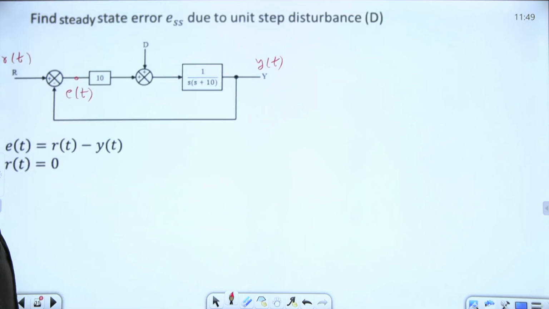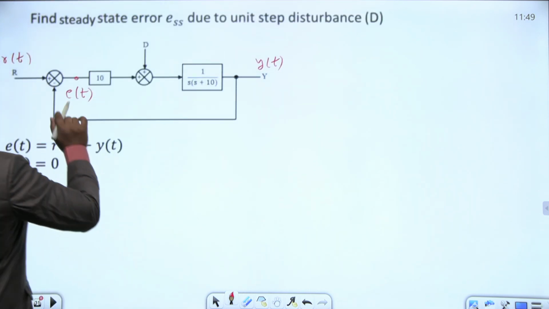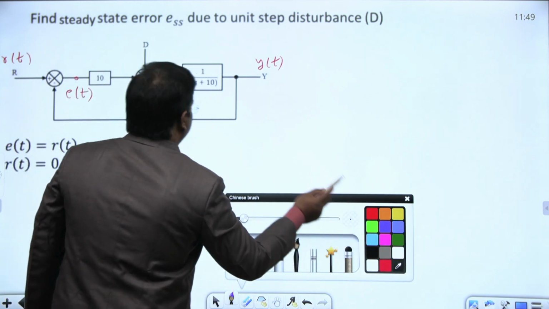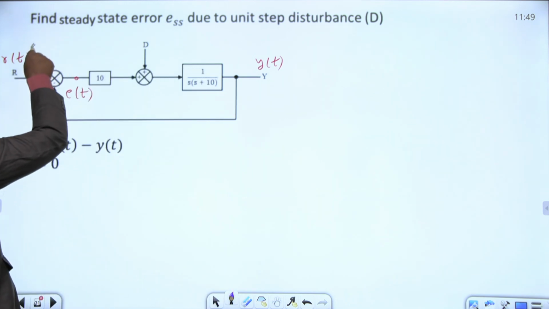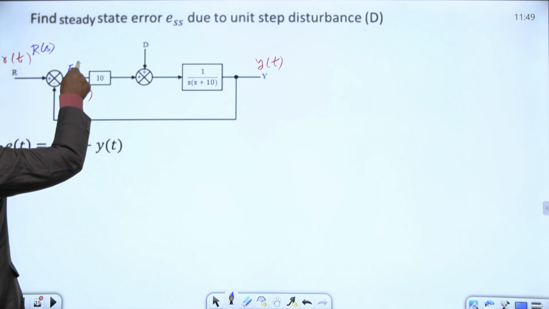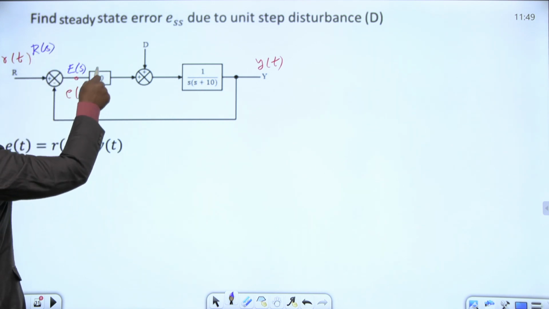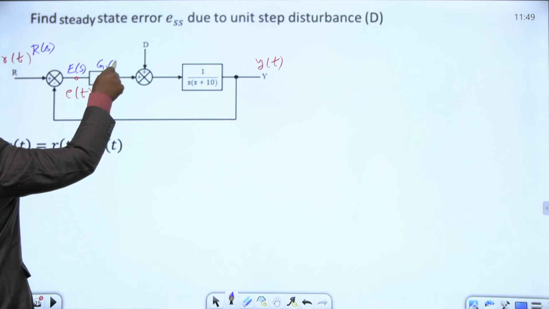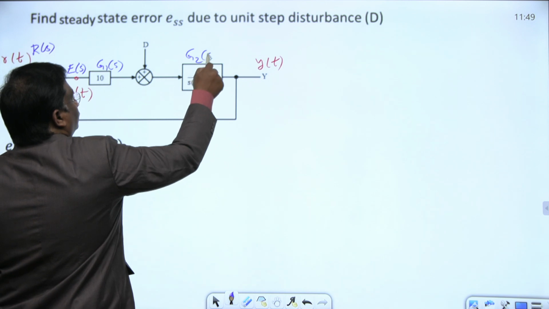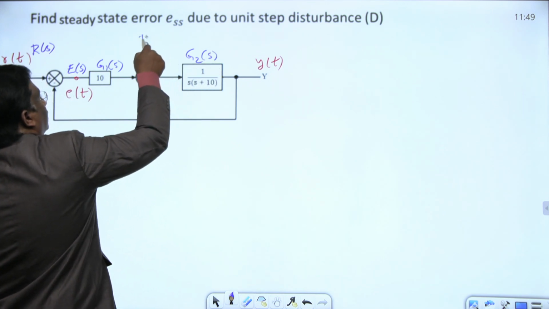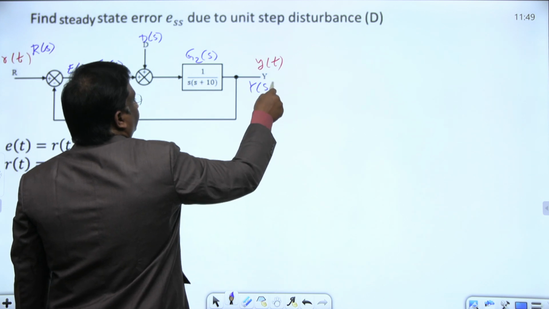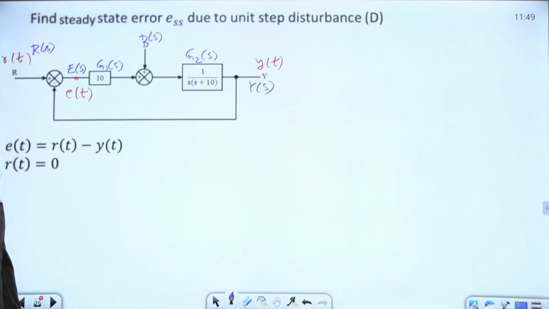Everyone, notice here. I am talking about everything in terms of the frequency domain, the Laplace domain. If I convert into Laplace, this is R of S. This is E of S. Let us assume this as G1 of S. Let us assume this as G2 of S. Let us assume this is D of S. And this output be Y of S.